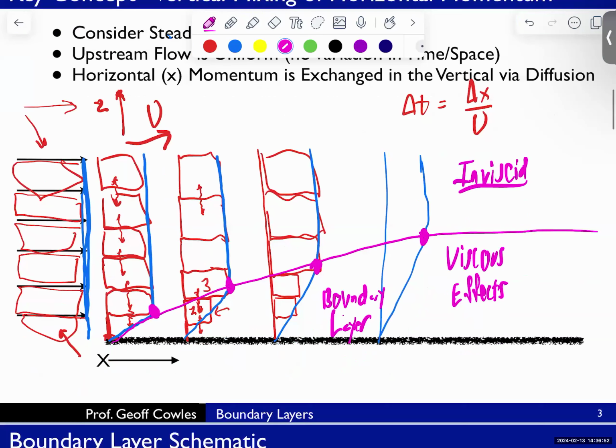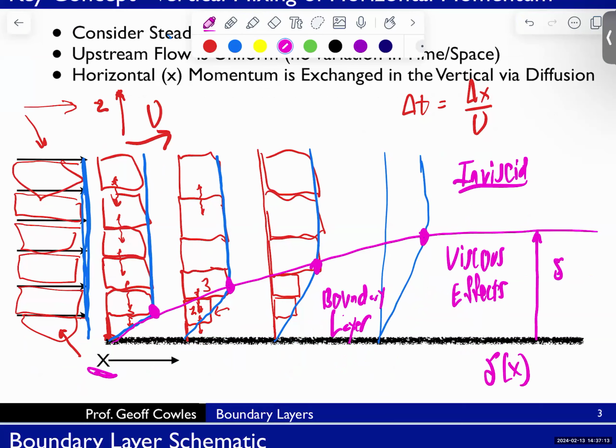So for this boundary layer, we're going to define a distance from the wall, delta. This will be the thickness of the boundary layer. And that delta will be a function of x, the distance from the leading edge of the plate. All right, so this is a basic cartoon of how this works.